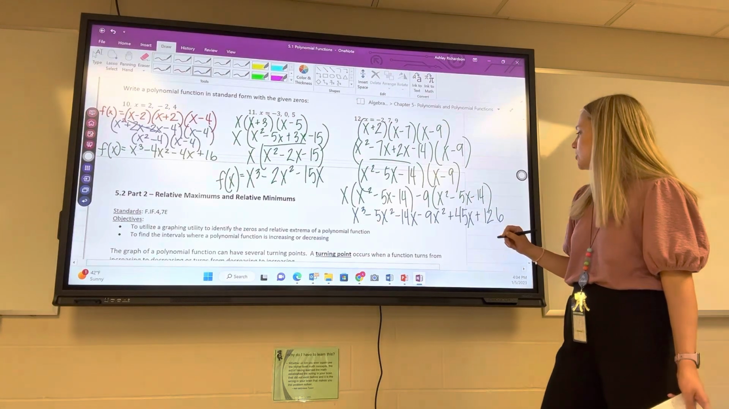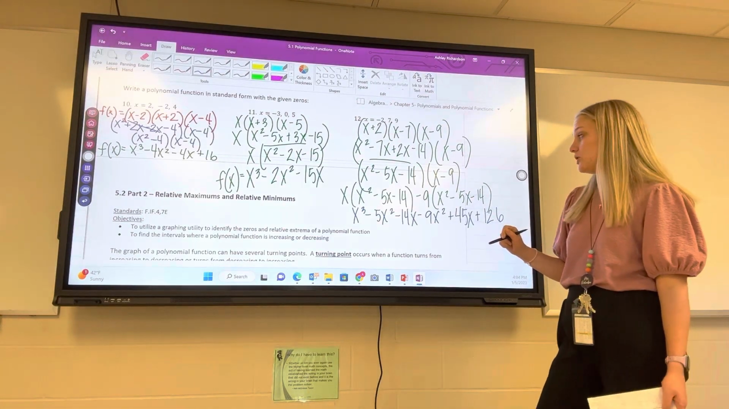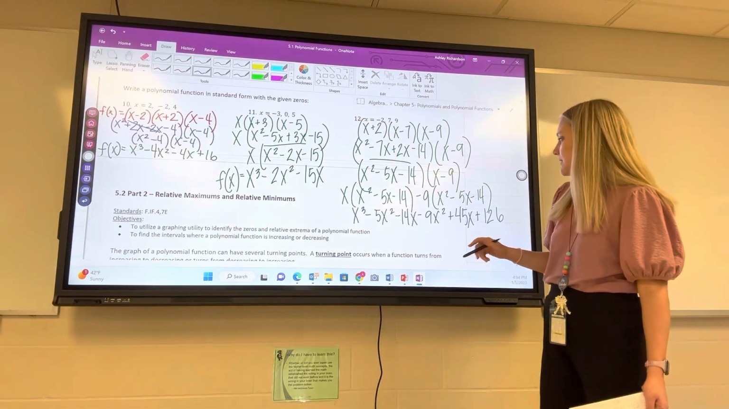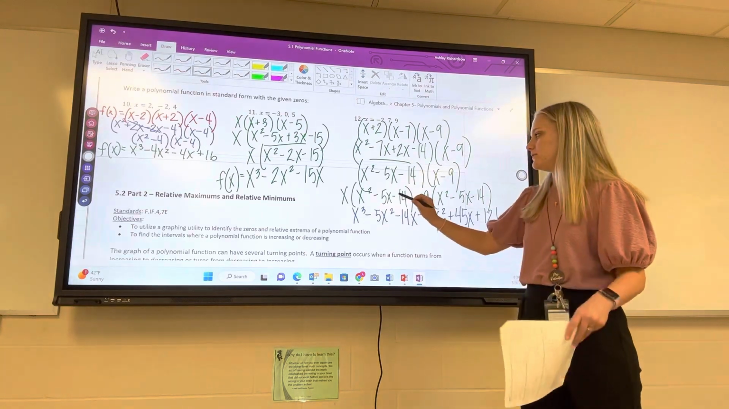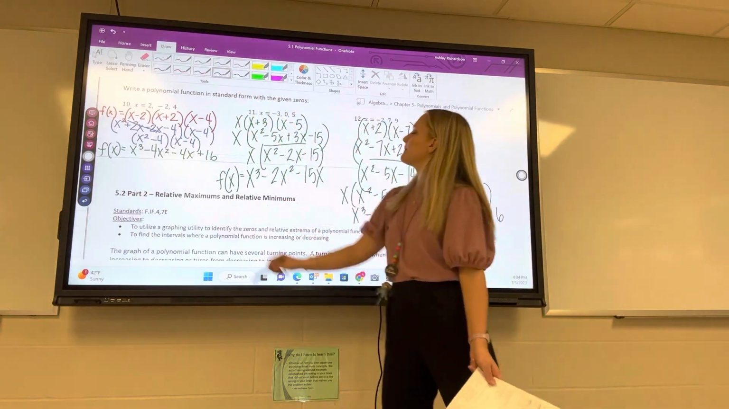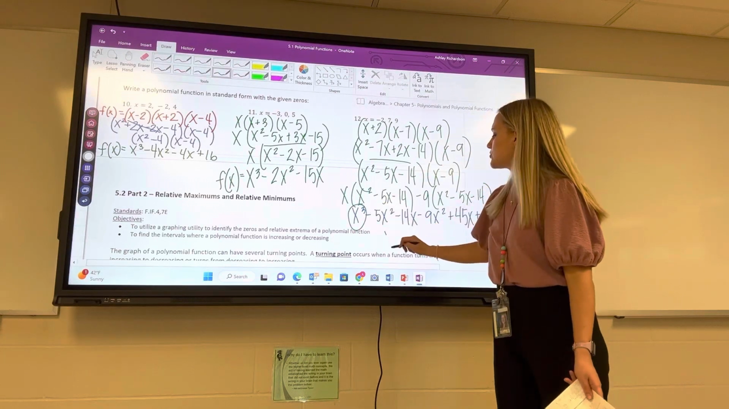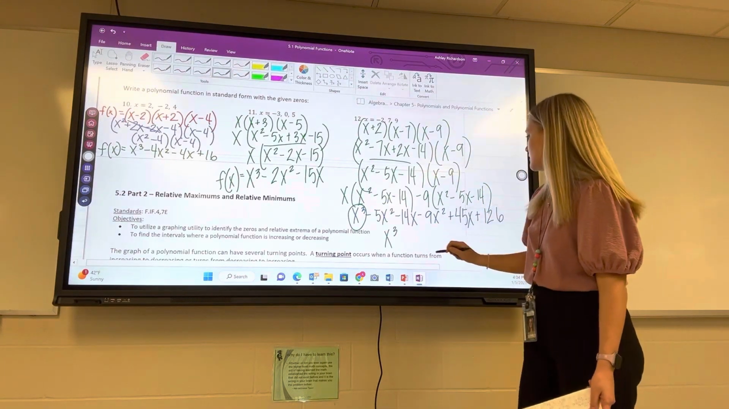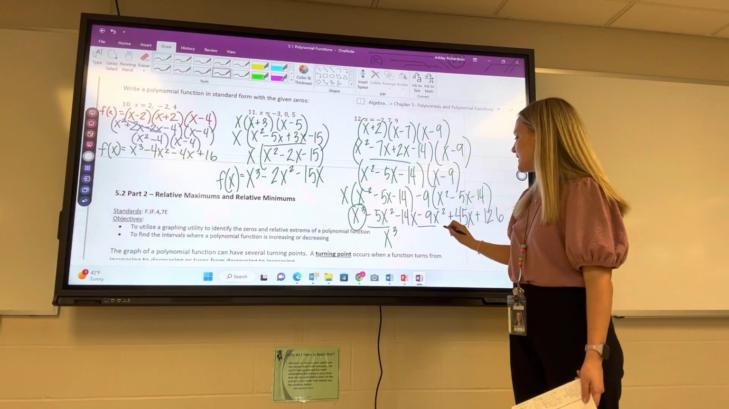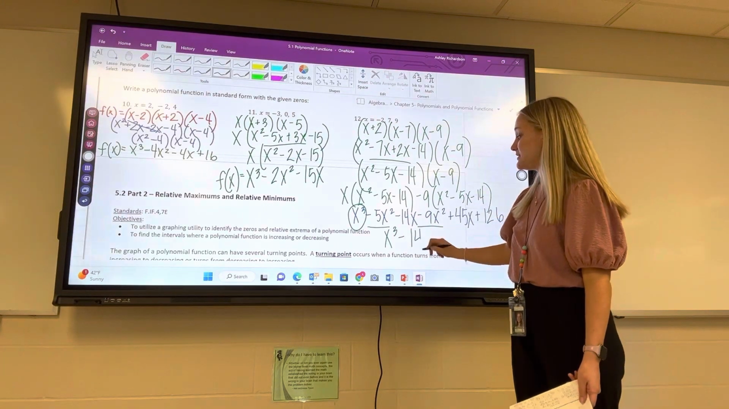And then we can combine our like terms. And we want to put them in decreasing order of their powers. So x to the third is first. Negative 5x squared minus 9x squared is negative 14x squared.